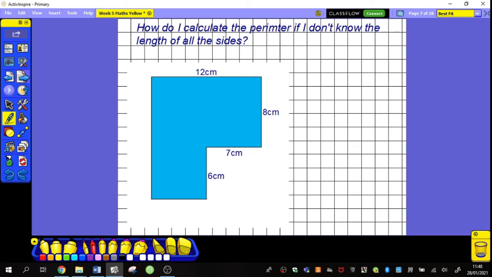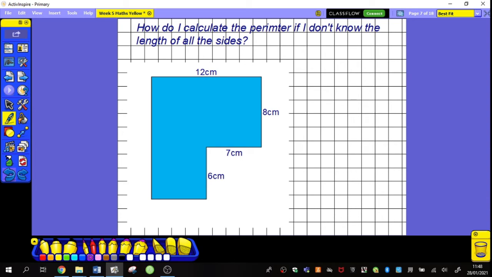How do I now calculate the perimeter if I don't know all the lengths of this shape? So first of all, I don't have a regular shape here, this is an irregular shape. I've got all the sides different lengths, and this is also known as a compound shape, because if I were to split this shape up, it is made up of 2 rectangles. So a compound shape is made up of two separate shapes, and this time it's two rectangles.